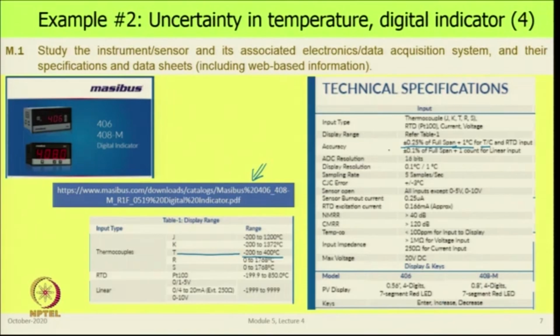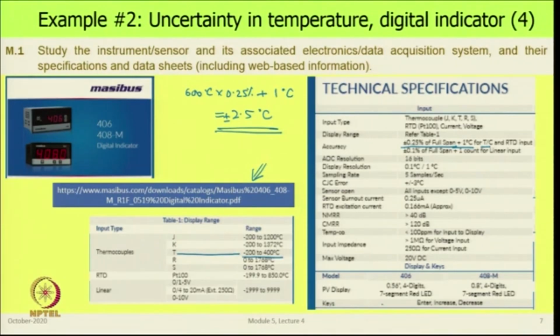So, if you want to calculate this, this becomes 600 degrees Celsius into 0.25% plus 1 degree Celsius, and this you can see is 2.5 degrees Celsius. And it does not matter whether you are measuring -100 degrees Celsius or near 0 degrees Celsius or 350 degrees Celsius, the uncertainty or the accuracy of this is the same. That is one piece of information we got about what to expect on the indicator.